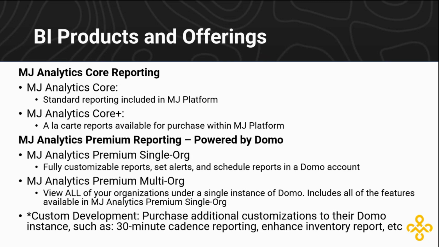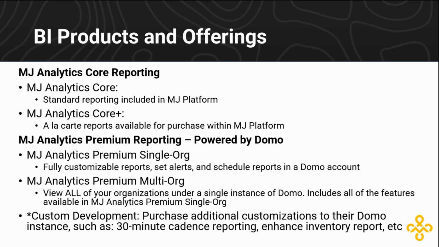So when you purchase MJ Platform, what comes free with that is MJ Analytics Core Reporting. This is all your reports that you can access within Platform. These are the embedded analytics when you click on the Analytics tab on your home screen in Platform. And in addition, we have our MJ Analytics Core Plus product, which is our premium a la carte reports that you are able to purchase and access the same exact way that you are with Analytics Core.